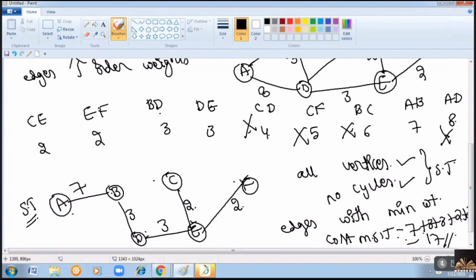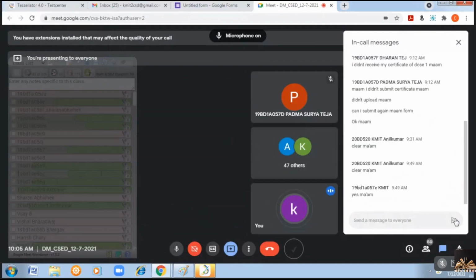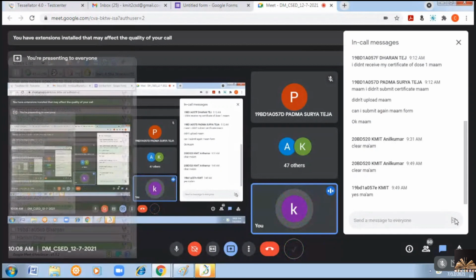Clear? So this is about minimum spanning tree. Your 5th unit is completed. Have you all understood?